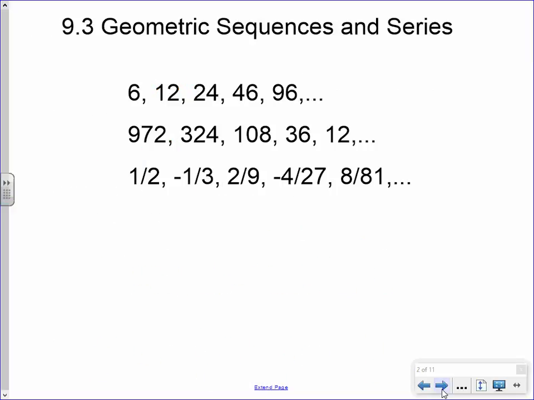Go ahead and look at these. Don't write them down, but talk to your group about any patterns that you see. How do you get from term to term in these?